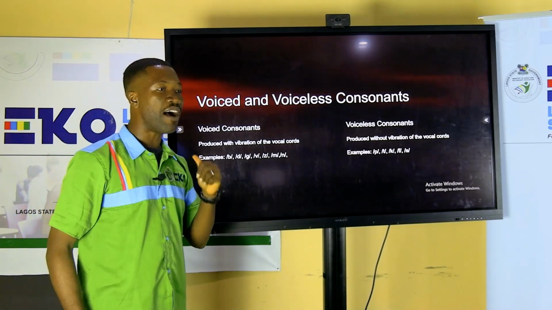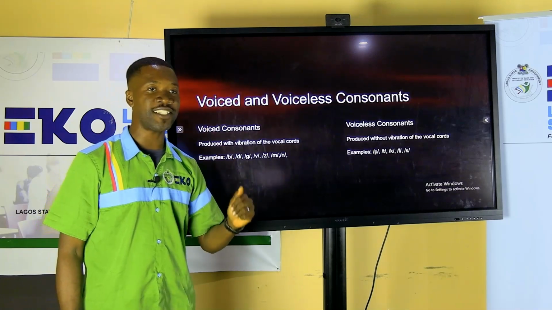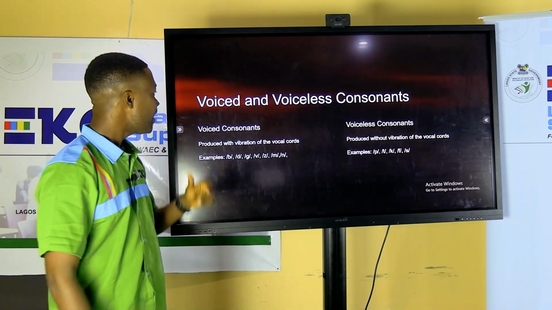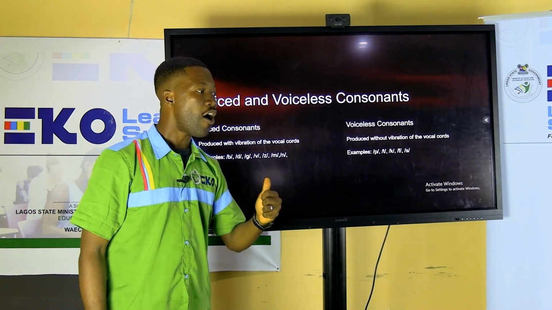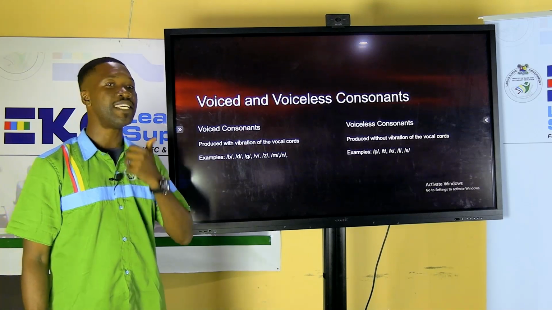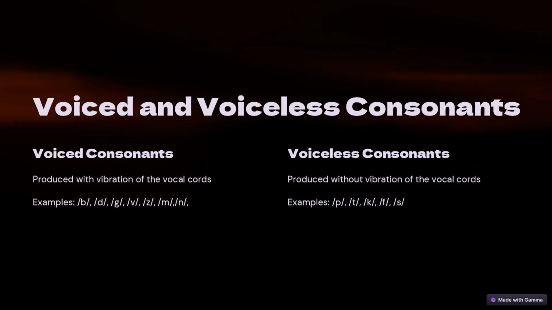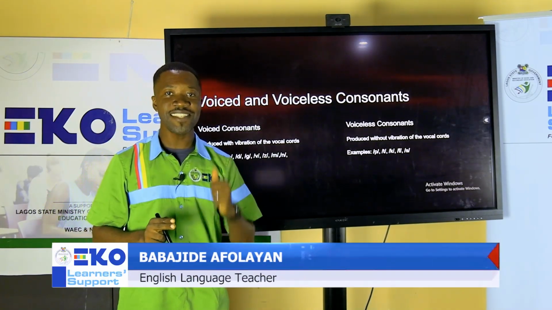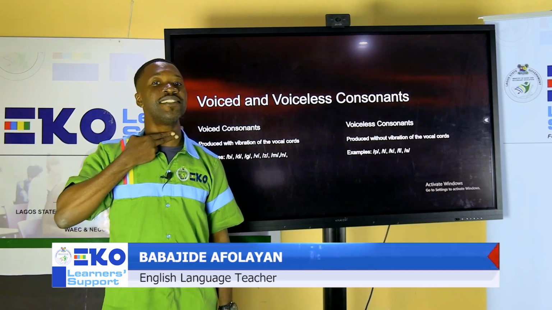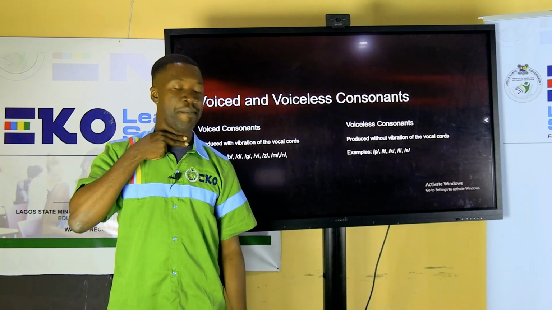What are voiced and voiceless consonants? In the English language, we have what we call voiced and voiceless consonants. These are consonant sounds that are produced based on certain movement within the vocal tract. A voiced consonant is produced with vibration of the vocal cords. When you want to pronounce a voiced sound, you can put your hand to your vocal cords and pronounce the sound. You will feel a form of vibration.